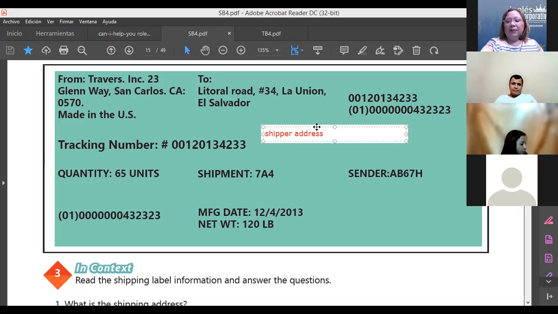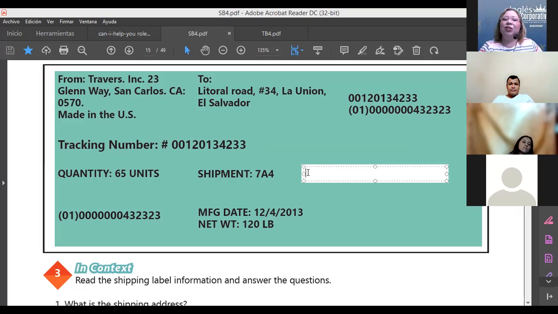Dirección de envío. No, la dirección de envío sería mailing. Ok, sería mailing. Esta que dice shipping es shippers, que sería la de Travers. Ellos son los que están enviando, ¿sí? A ver, ¿quién me dice la dirección?